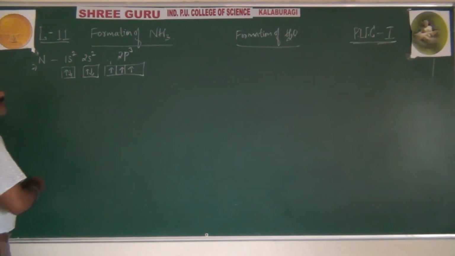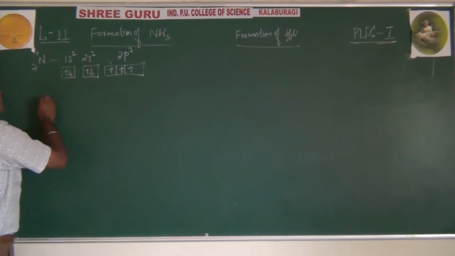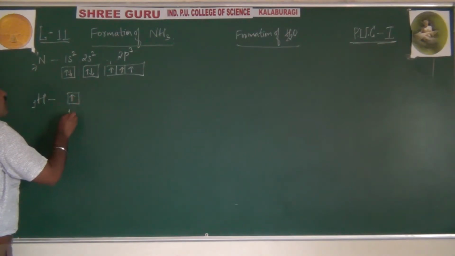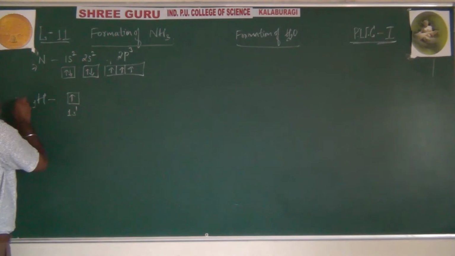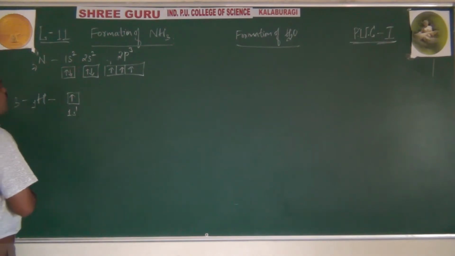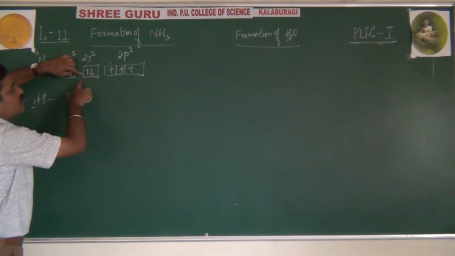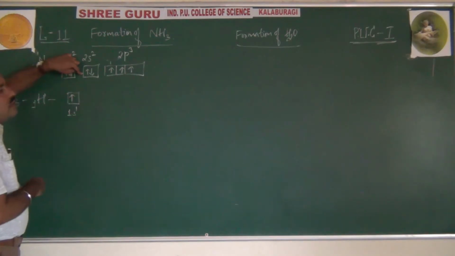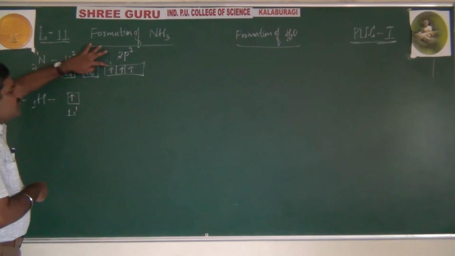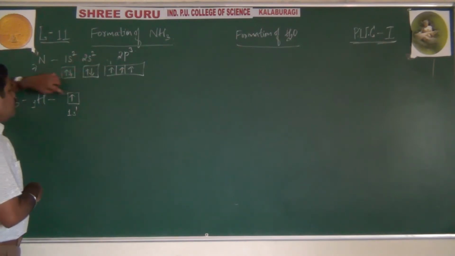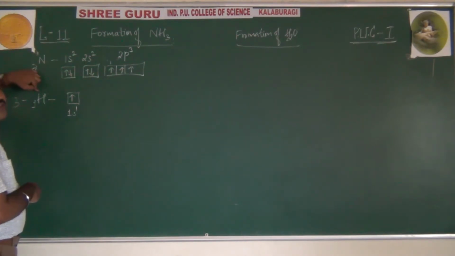Now, these valence electrons are shared with the 3 hydrogens. As you know, hydrogen has atomic number 1, with a half-filled 1s. There are 3 such hydrogens. Nitrogen has 5 valence electrons; out of these, 2 are paired and 3 are unpaired. These 3 unpaired electrons are shared with 3 hydrogen atoms. Not overlapping, I am telling you sharing, not overlapping.